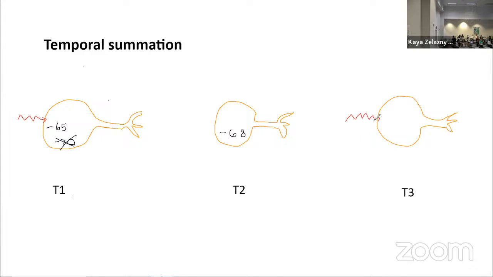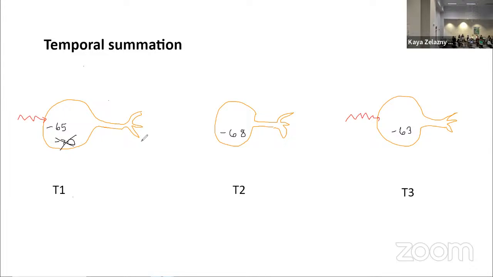So now, with temporal summation, we're going to have that same effect, let's say that difference of 5 millivolts when the stimulus comes in. But now, instead of only getting to -65, because we're already partway there, doing my number line in my head, okay? So now instead of getting to -65, let's say we get to -63. I didn't do that math right. Anyway, we get a little higher. So we get a little higher, a little closer to threshold over time.